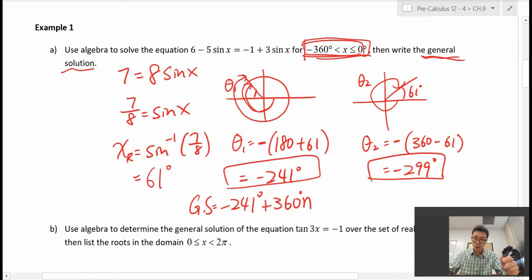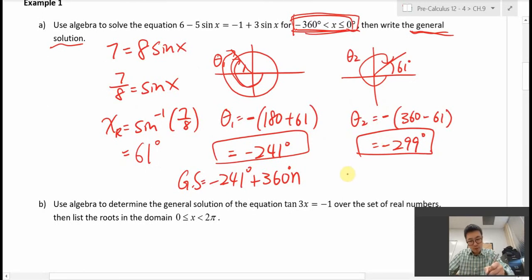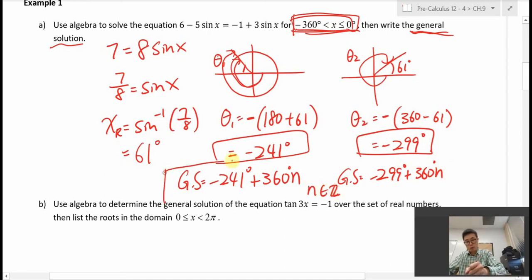360 is the period, because that's one full rotation, and n is just integers. You can rotate clockwise, in which case you subtract 360. If you rotate clockwise twice, then you subtract 720, so 360 times 2, and so on. If you rotate counterclockwise, then you add 360 instead. In this case, it will be similar, but it will be -299 instead of -241 because that's the answer in this quadrant, plus 360 times n. And now you just need to define that n is an element of the integers, and those would be your general solutions.